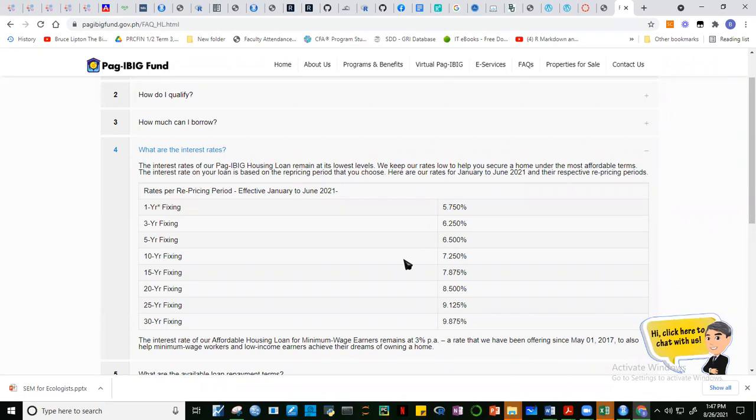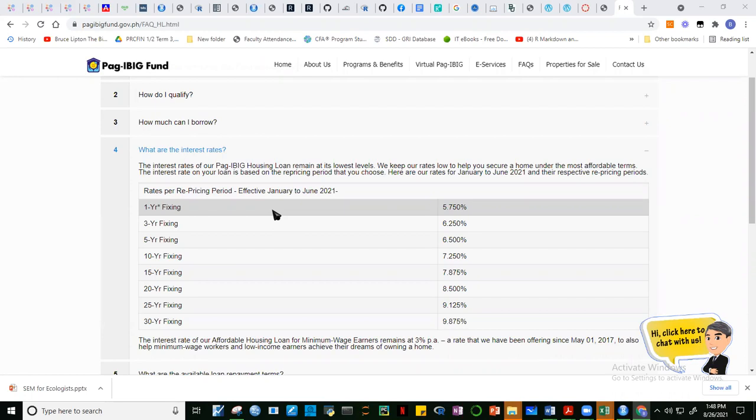Okay, so ano yung question dito na year fixing, 1 year? I'm not sure yet about yung terminology na ginagamit ni Pag-ibig. Ang understanding ko, I'm not sure but I'll check, ang ibig sabihin ng fixing, pwedeng magbago yung interest rates. So pwedeng baguhin yung interest rate depende dun sa prevailing market rates.